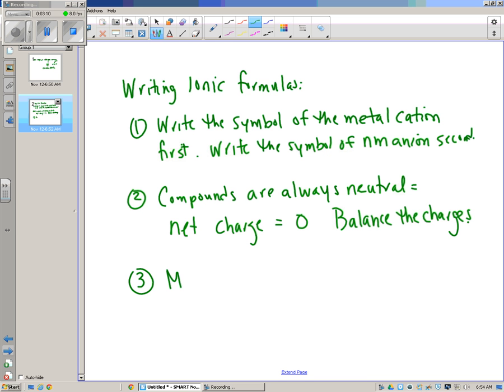Finally, you need to make sure that the ratio of cations to anions is in lowest terms. Cations to anions is expressed in lowest terms.